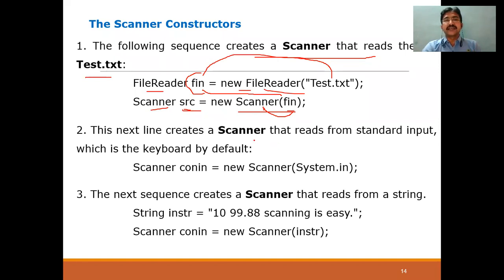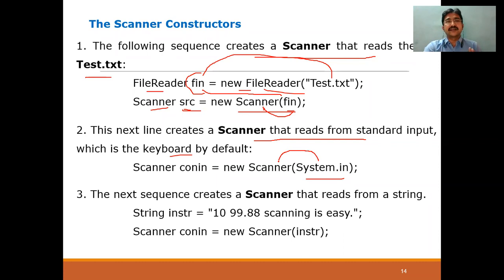The second constructor is a Scanner that reads from the standard input. What is the standard input for us? The keyboard. To read input from the keyboard, simply pass System.in as the parameter. We have already done some programs on this. Just pass System.in as a parameter to the Scanner class.